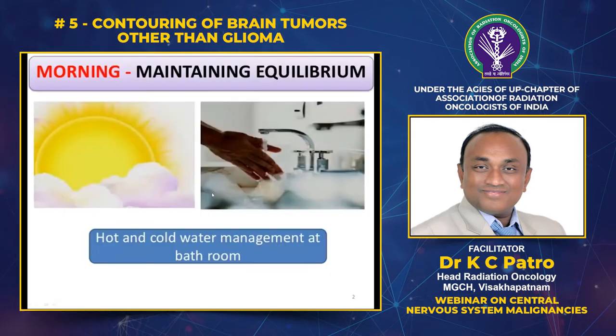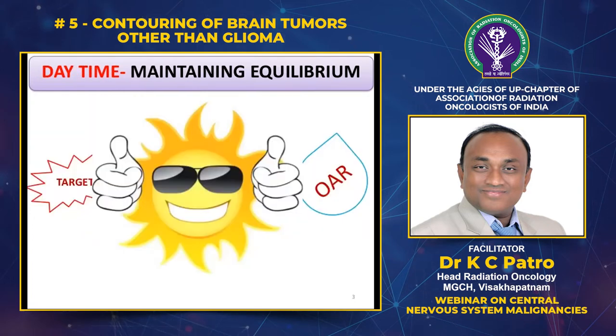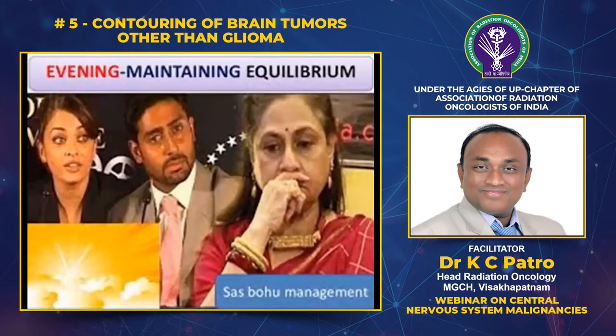In the morning, our struggle starts. We just go to our washroom and mix hot water and cold water. That struggle starts. In the daytime, we fight with our target and OAR and fight with the physicist to get a good therapeutic benefit. In the evening, we fight with our mother and wife to maintain equilibrium.